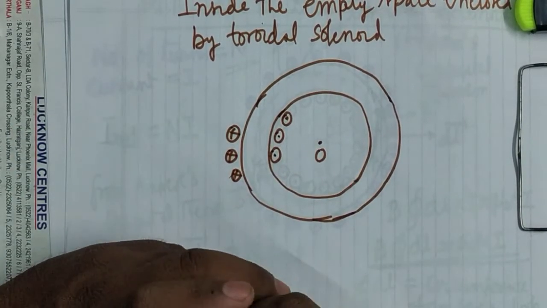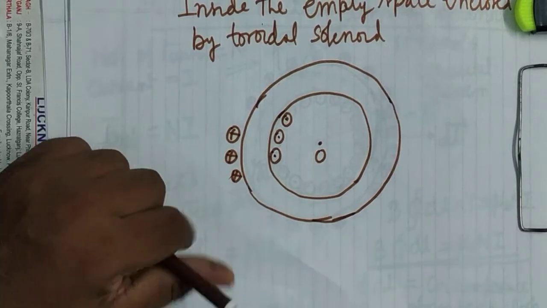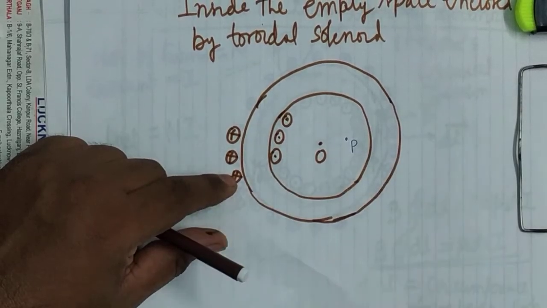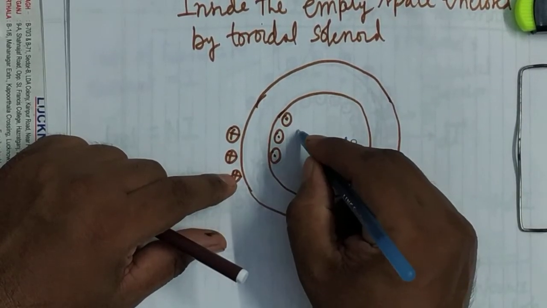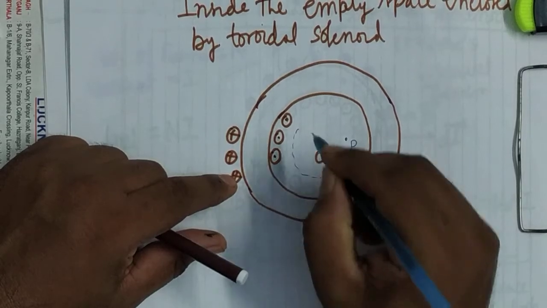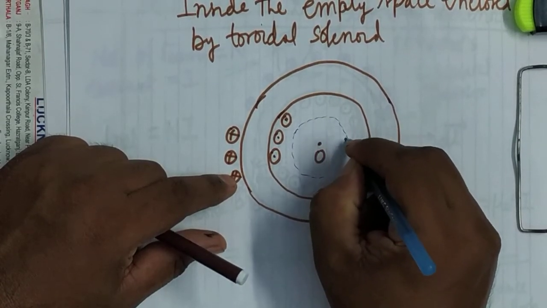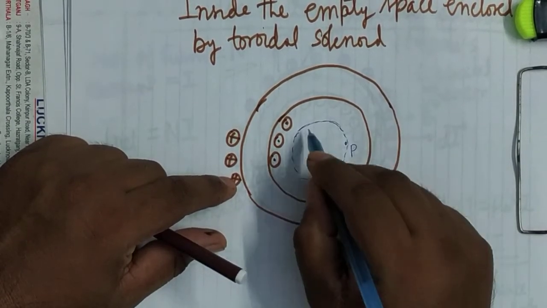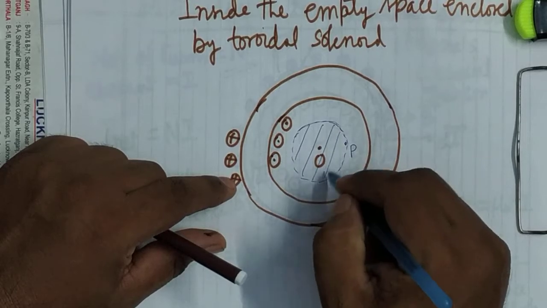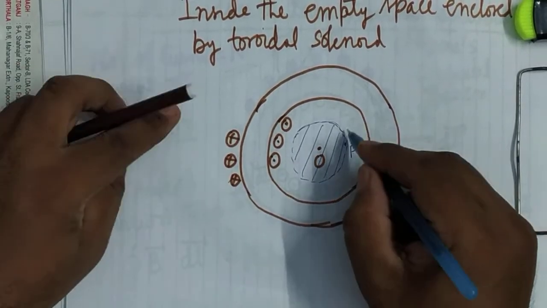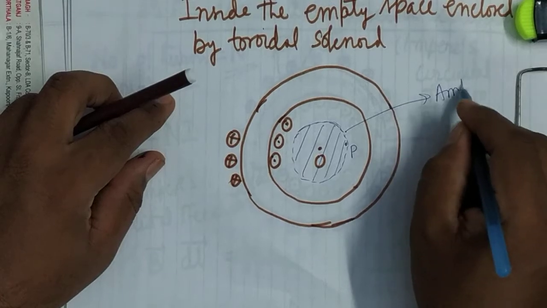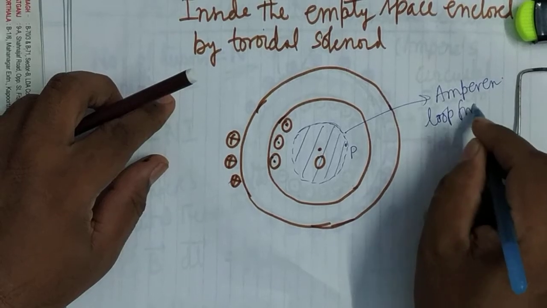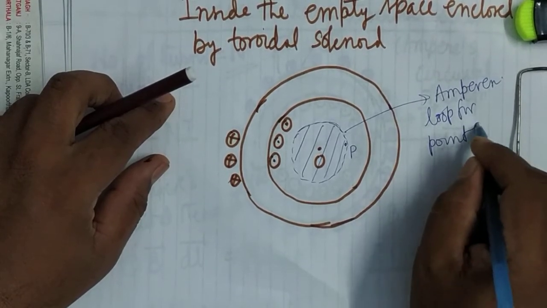Now suppose you have to determine the magnetic field at this point, here, at the point P. So once again we will take an Amperian loop. Here I am taking a circular Amperian loop passing through the point P. It's clear. Now you can see how much area is enclosed by this. This much area is enclosed by the Amperian loop. This is the Amperian loop for point P.